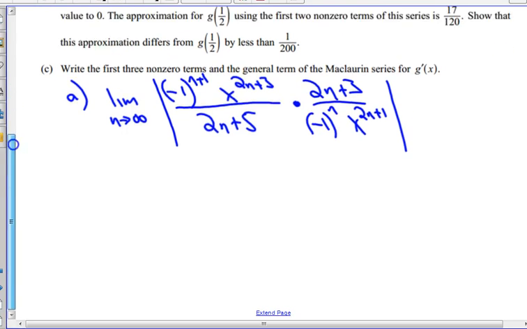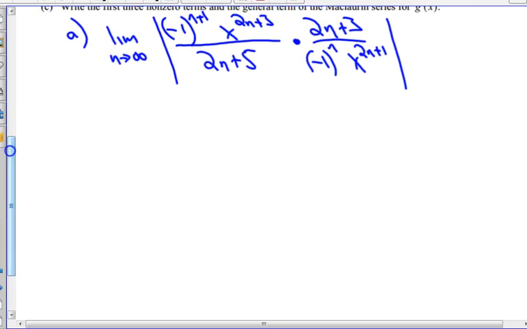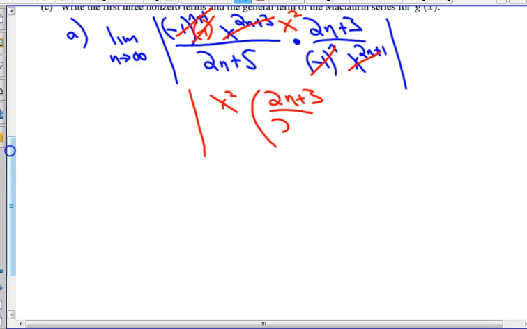And now let's scroll so we just have a nice clean screen here. We'll come back to the question if we need it. All right, what can we cross out? As mentioned before, those negative 1s to the n we don't need. You could argue there's still a negative 1 left over, but it's inside an absolute value, so you don't need it. The x's, cross those out. There are 2 more x's on the top, so that's an x squared. So we're left with an x squared and 2n plus 3 over 2n plus 5.